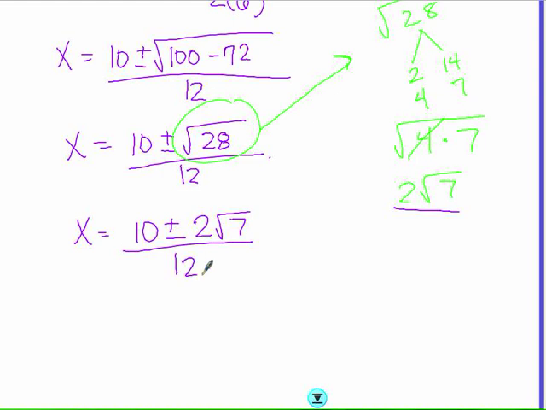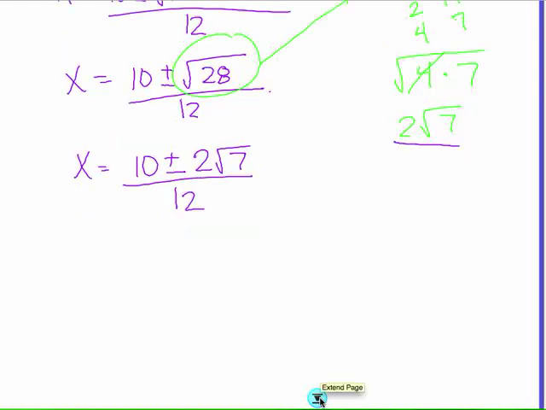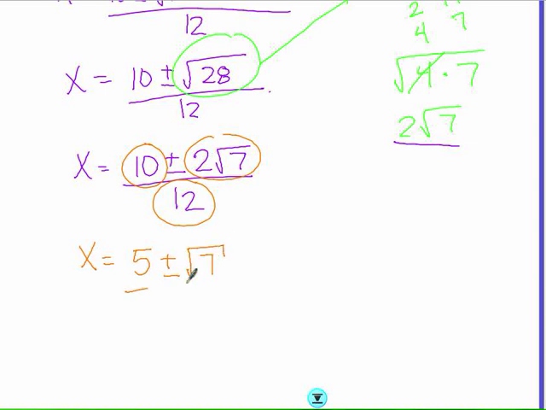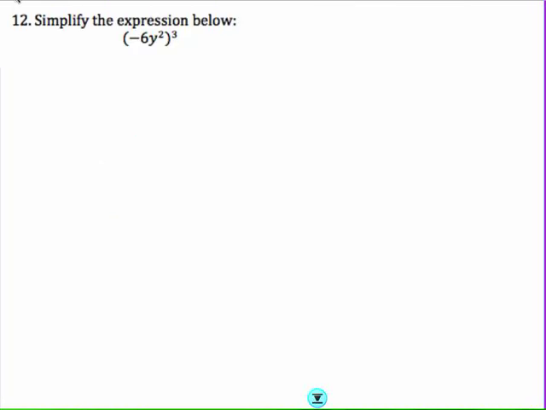all divided by 12. Notice that in all of these terms, this 10, this term, and this term, I can divide them by 2, right? So really my simplified solution should be x equals 5 plus or minus. 2 divided by 2 is just 1. So I've got 1 root 7. 12 divided by 2 is 6. So this should be my overall final answer for that one, simplified as much as possible.